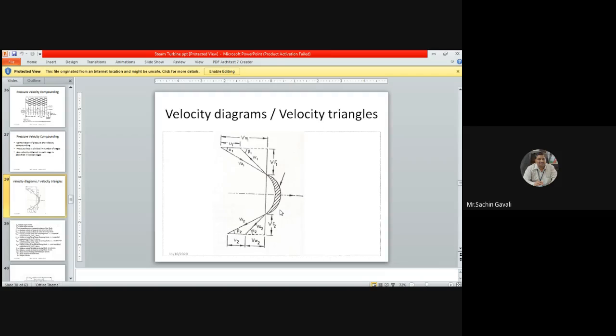So what purpose is this required for? Because here we have to see that the velocity at the outlet shaft or output shaft should be within the practical limit. Now there are velocity diagrams. This is a very important part.